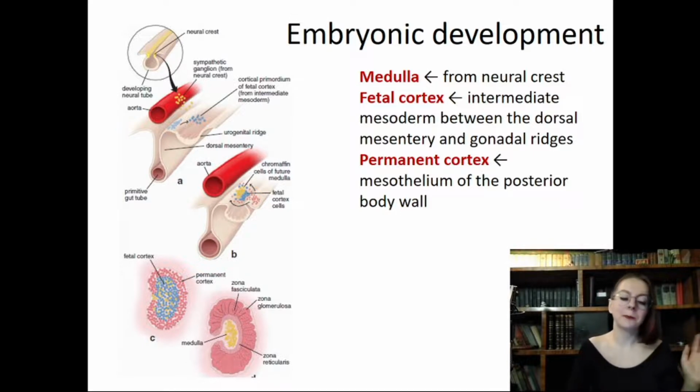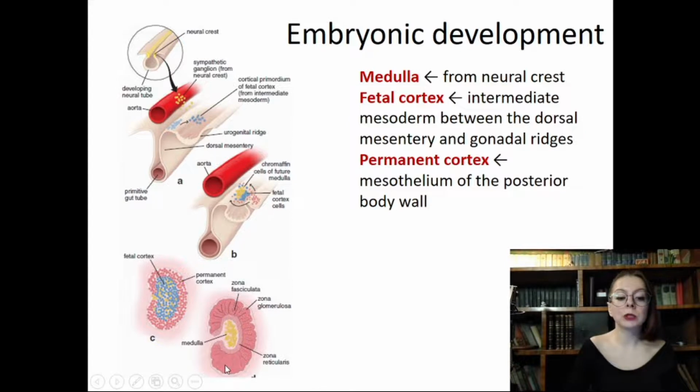But if you want details, of course, you're curious, the fetal cortex is formed before birth, and it represents the first wave of migration. So the fetal cortex is formed from the mesoderm, which is located between the dorsal mesentery and the primitive gonads. Exactly from this region, intermediate mesoderm sends the first wave of cells, and they form the fetal cortex around the medulla. After that, the permanent cortex is formed by the second wave of migration from the mesothelium mesoderm of the dorsal posterior body wall. So from the posterior body wall, mesoderm sends another wave.